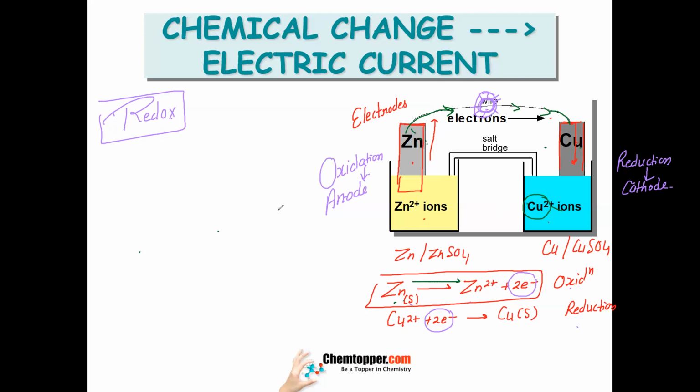I can give you the magnitude of the cell potential. For example, zinc metal solid is undergoing oxidation and the potential is plus 0.